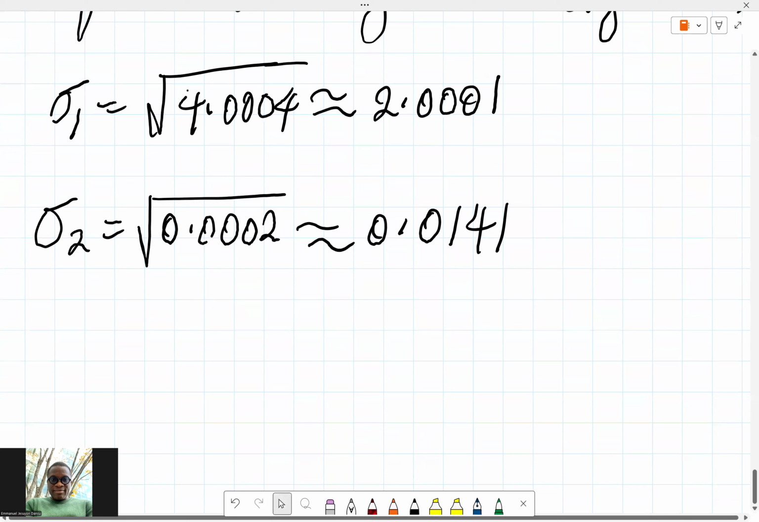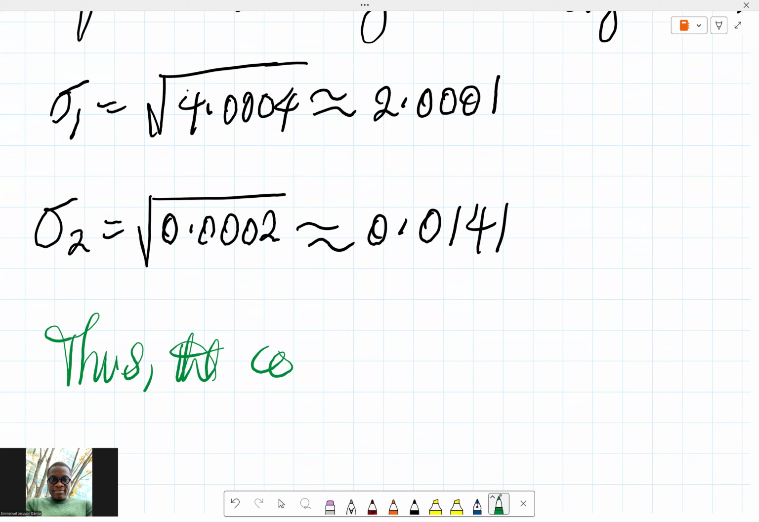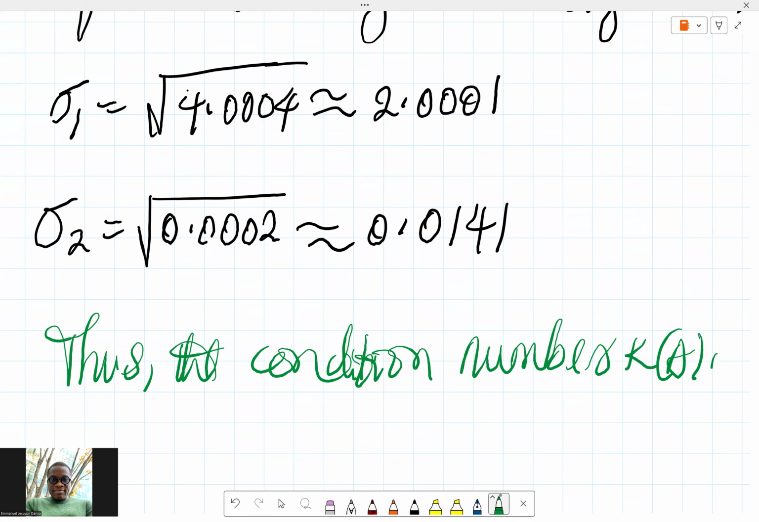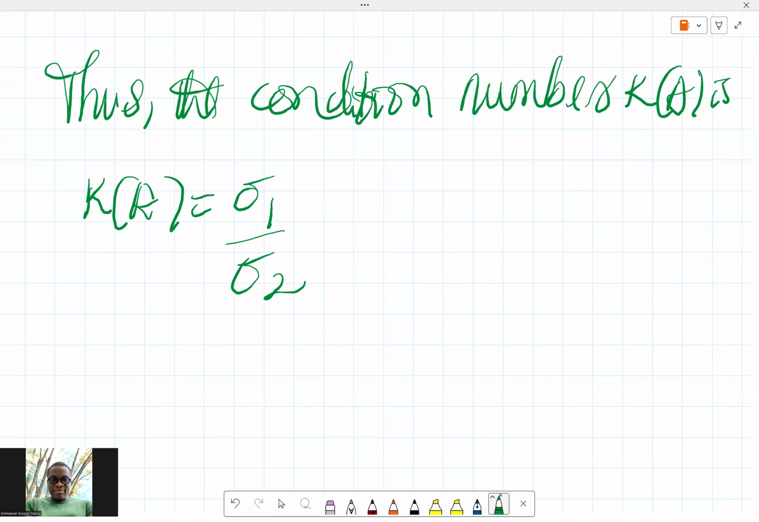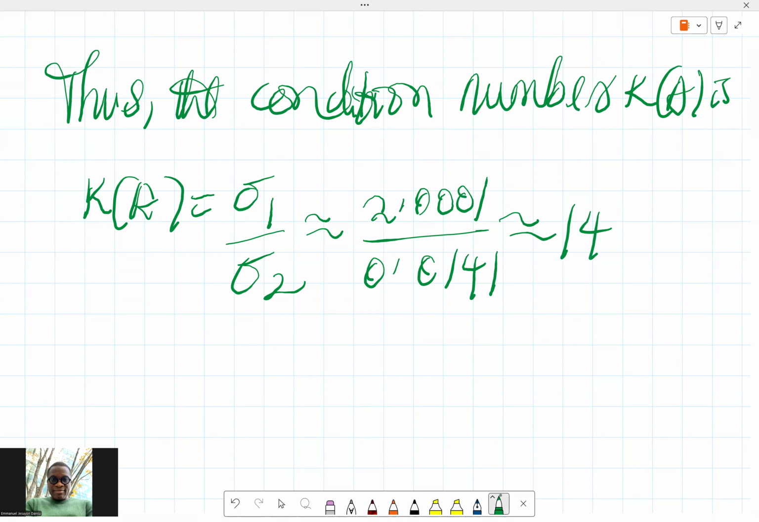Thus the condition number K of A is equal to sigma 1 all over sigma 2, which is approximately 2.0001 divided by 0.0141, and that's approximately 141.5. Okay, that's really large.